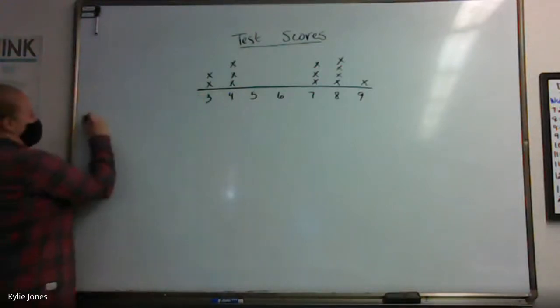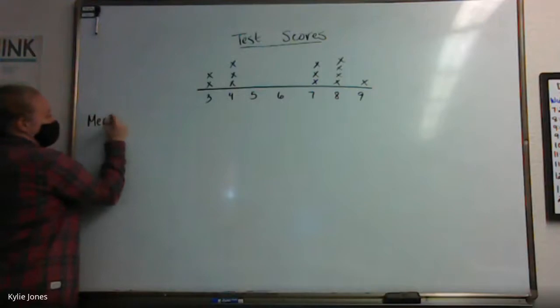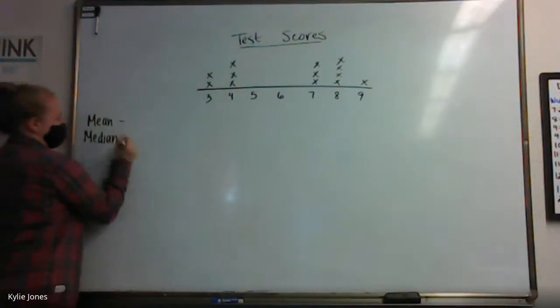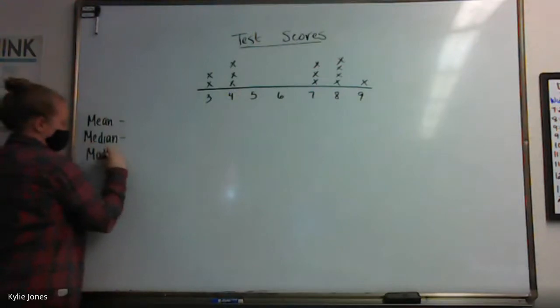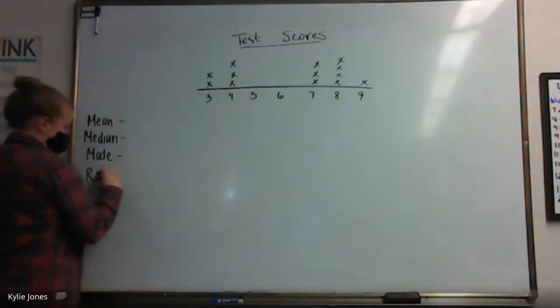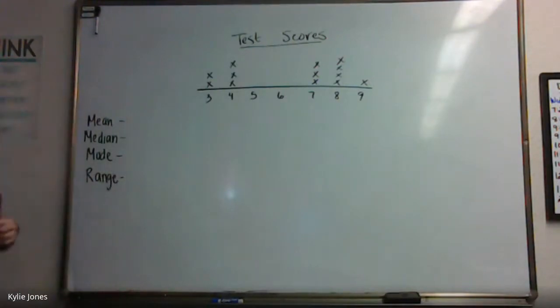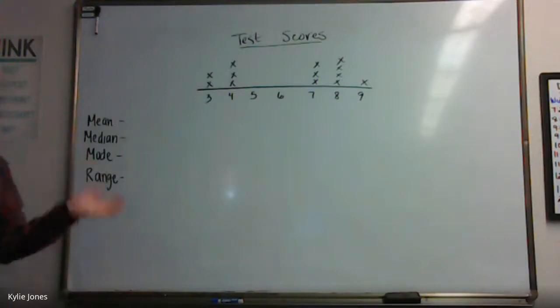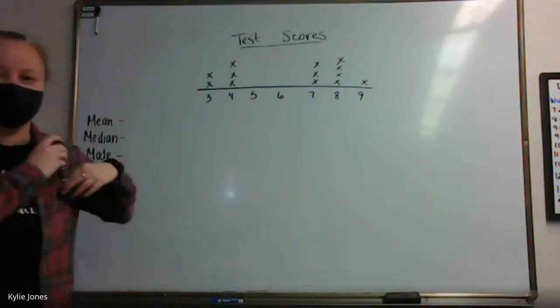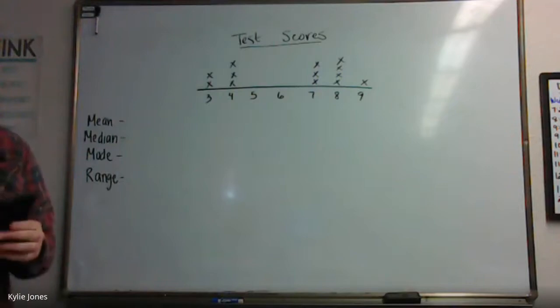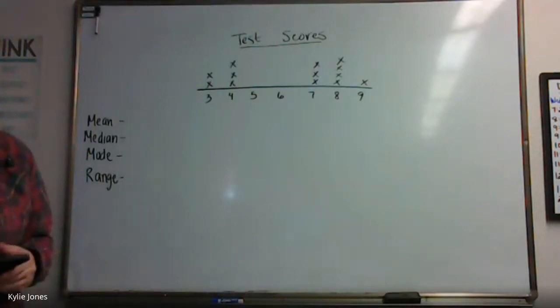Now I want you to find the mean of the data, the median of the data, the mode of the data, and the range. Find all 4 of those things. We'll do one of these together as an example, and then your assignment today is just practicing on your own. It'll take about 7 or 8 minutes.